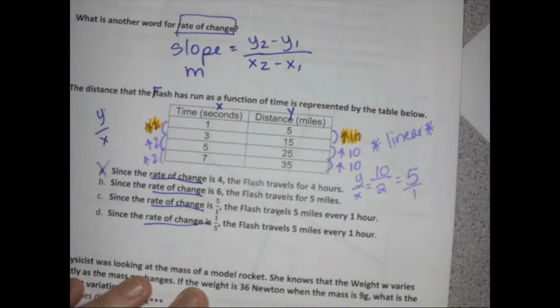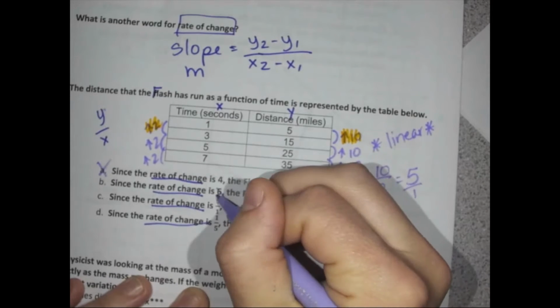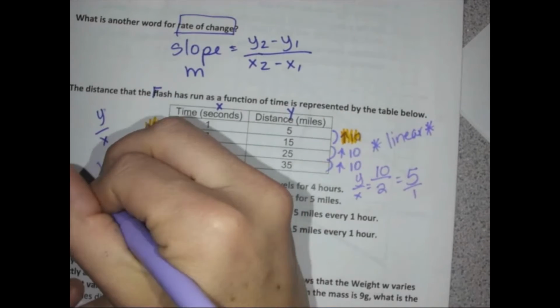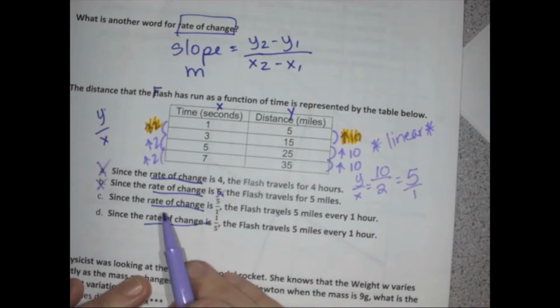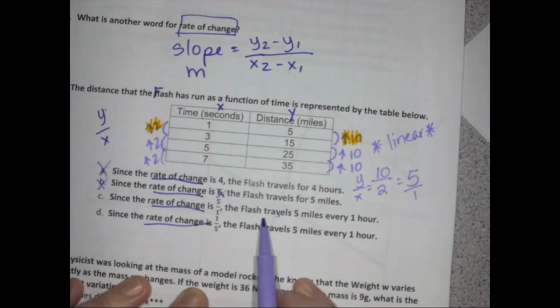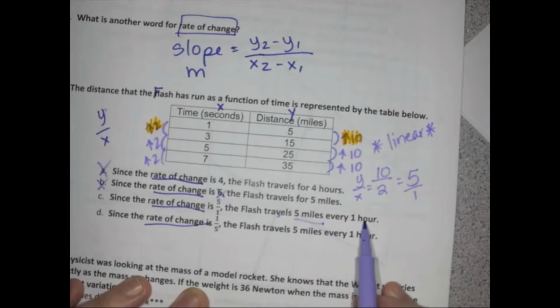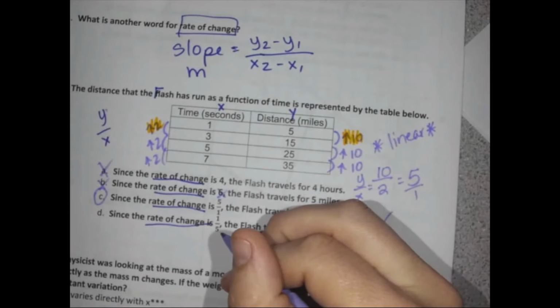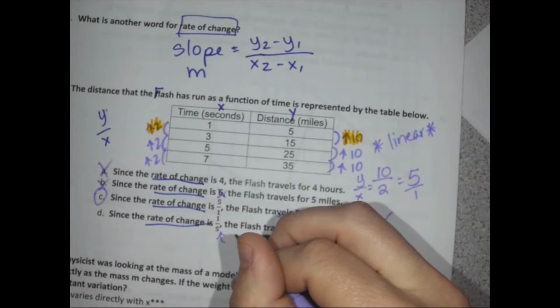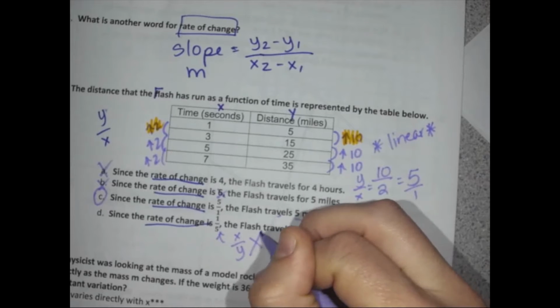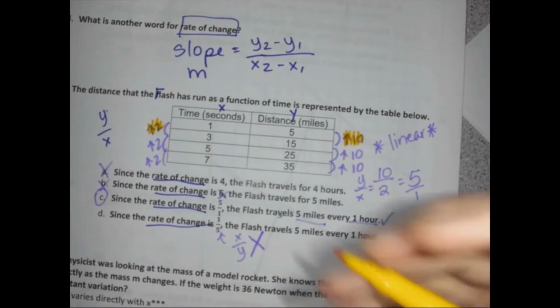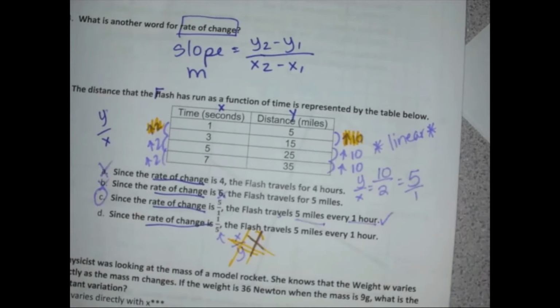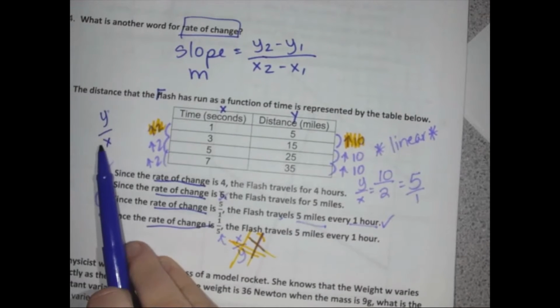B, the rate of change is 6. I don't even have to read the rest of that. My rate of change is not 6. It's 5, or 5 over 1. Since the rate of change is 5 over 1, the Flash travels 5 miles every hour. This is 5 miles per hour. True. The only way you would have gotten answer choice D is if you did x over y. But that is not my rate of change. My rate of change is my slope, y over x.